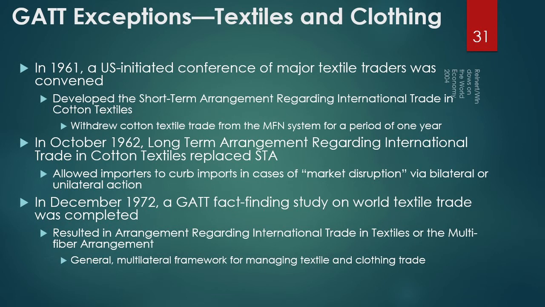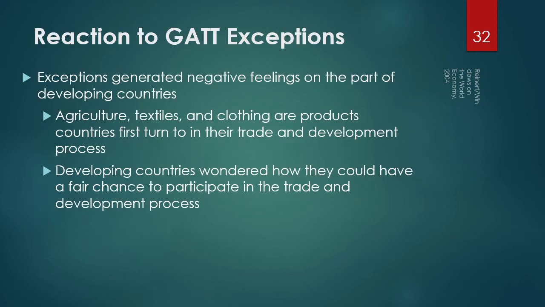And so in 1972, a GATT fact-finding study on world textile trade was completed, resulting in the arrangement regarding international trade in textiles, or the multi-fiber arrangement. This allowed for a general multilateral framework for managing textile and clothing trade.